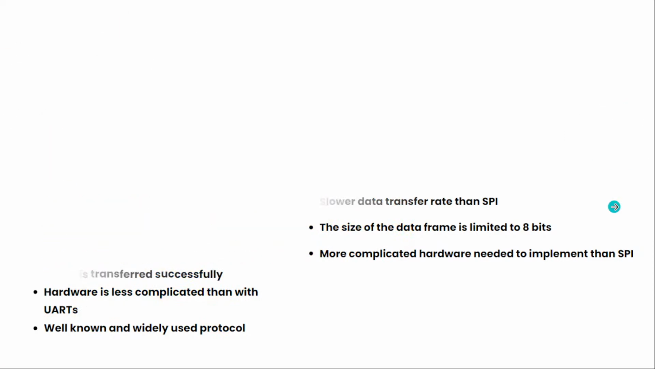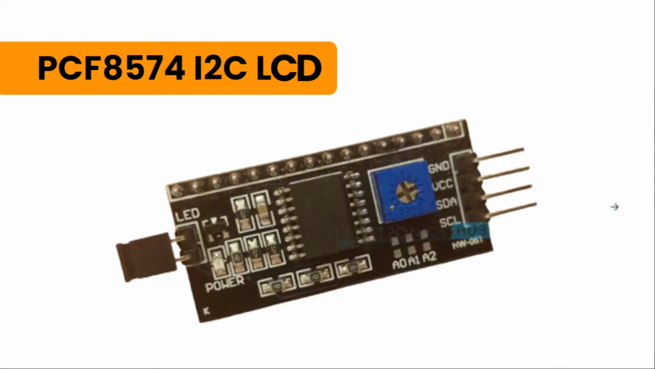So now, in this session we are going to use this module which is the PCF857 for I2C LCD. We are not going to use the common 16x2 normal LCD. In this module we are going to use the I2C LCD.